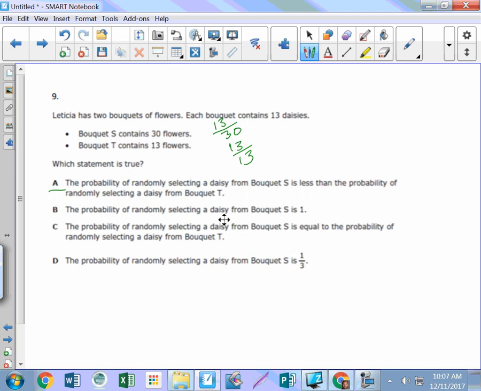The probability of selecting a daisy from bouquet S is 1. No, that's T. That made that false. Probability of randomly selecting a daisy from bouquet S is equal. Nope. Probability of randomly selecting a daisy from bouquet S is 1/3. No. So A is your answer.